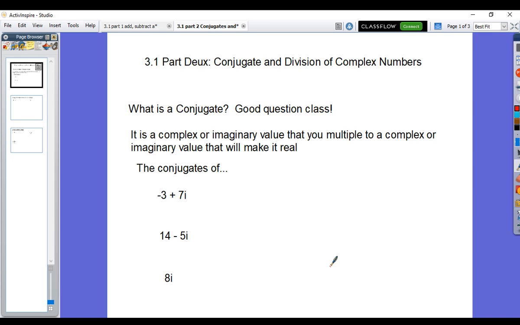So what's a conjugate? Good question, class. It is a complex or imaginary value that you multiply by another complex or imaginary value that will make it a real number. So for example, and this is a lot simpler term.